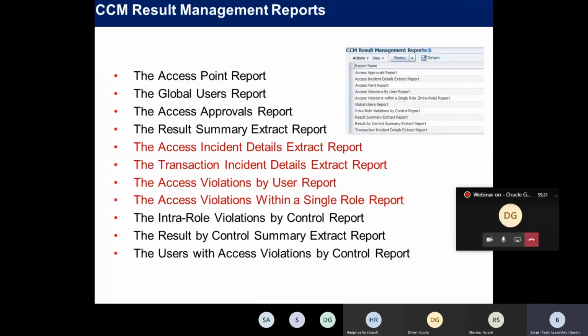Some interesting reports are here, like the access violation by user report, which is very important. In fact, we should be doing this on a monthly basis before closing the month. For example, my name is Balaji, and I come in this report. I have these undue accesses. Then immediately what you should do is look at the transactions governor and find out if Balaji has generated any transactions because of this undue access. Then immediately you can try and remove the undue access.